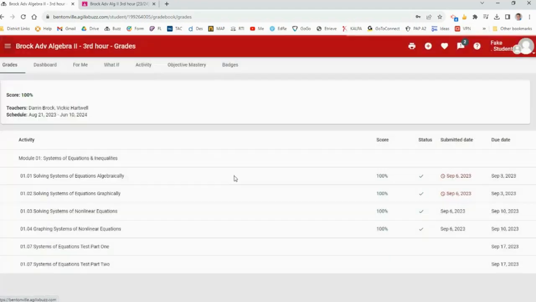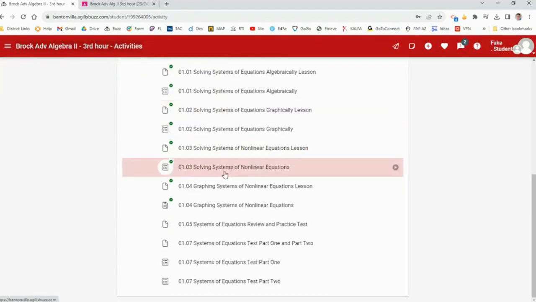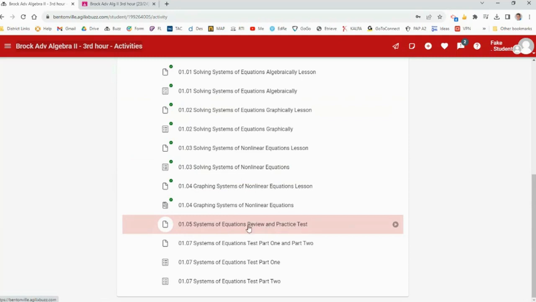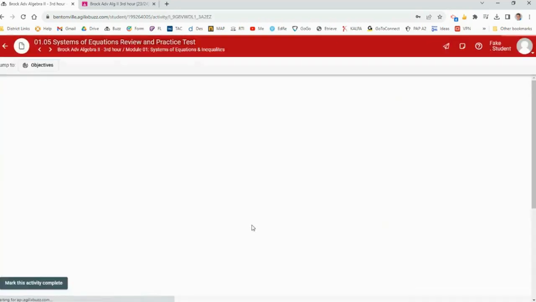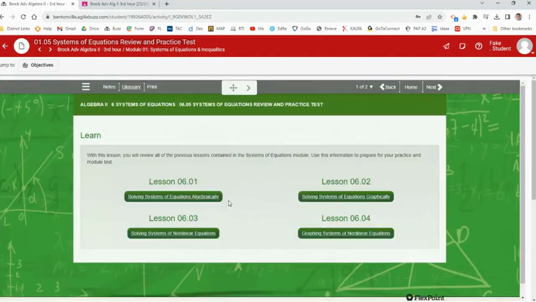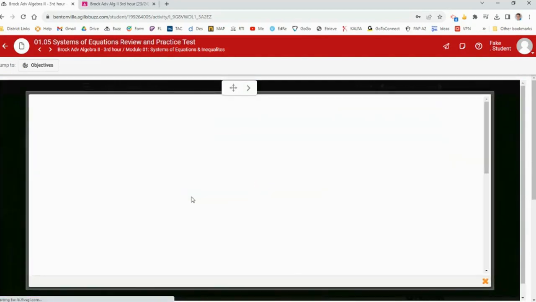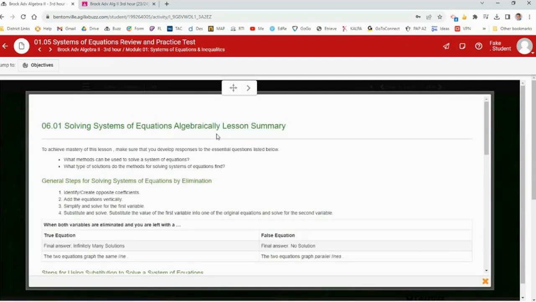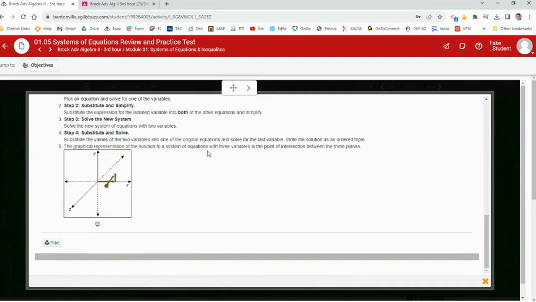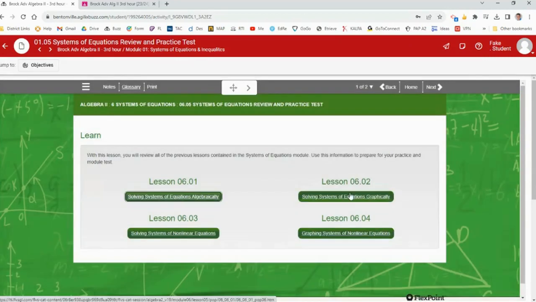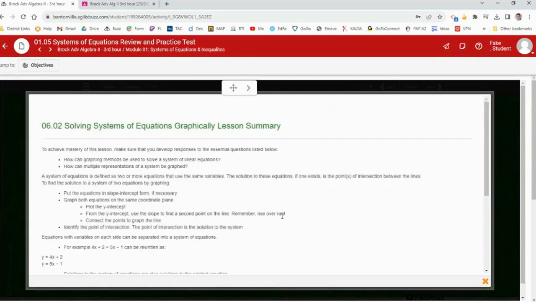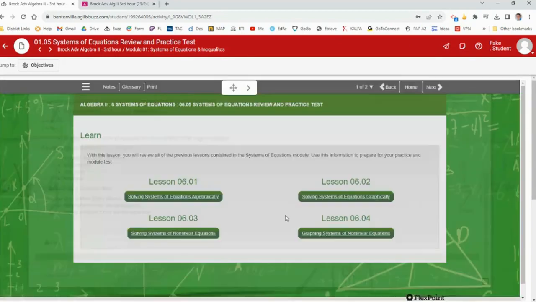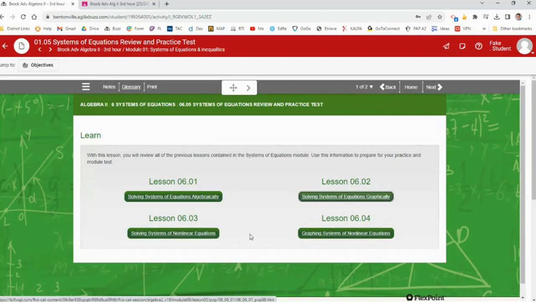So let's go look at the activity screen here. It says review and practice test. There's no practice test, but it does have a review for you here. If you've not taken notes, here's your last chance to get some notes. Lesson 1, solving systems of equations algebraically. Here is the summary of what we learned in that lesson, how to solve them graphically, and then nonlinear and graphing nonlinear. So this is a summary of what we learned.